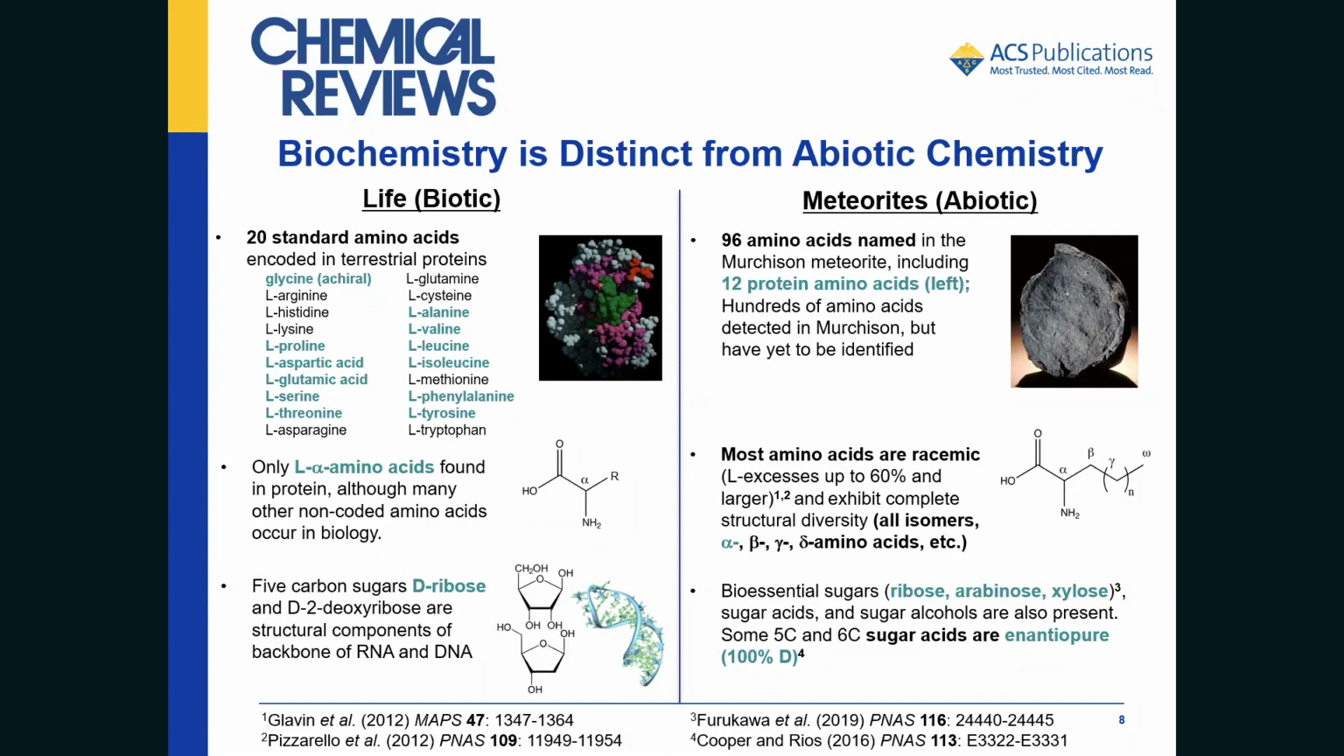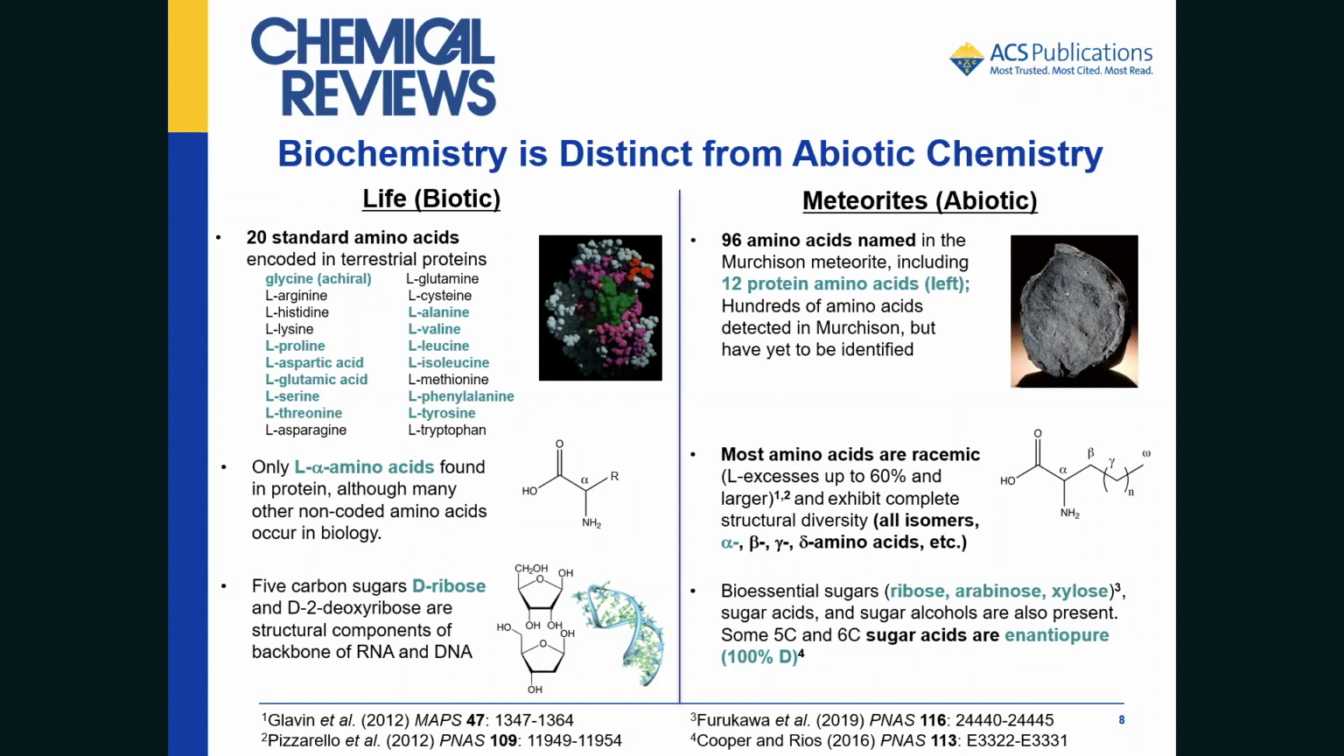And I'll show a slide on that later, but there's tons of complexity here. Life on the other side, again, as I pointed out, only the L-alpha amino acid is incorporated into proteins. There are other non-coded amino acids that occur in biology that aren't alpha, and I'll give a couple examples of those. In contrast, most of the amino acids in meteorites are racemic, with the exception of these few that I'll talk about that have large L excesses.